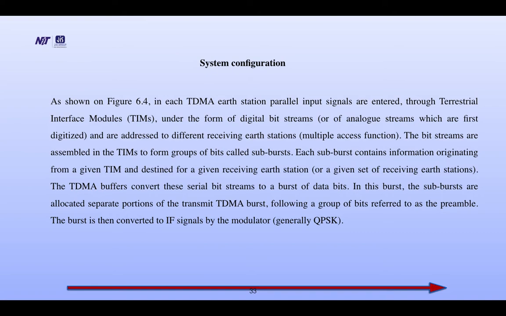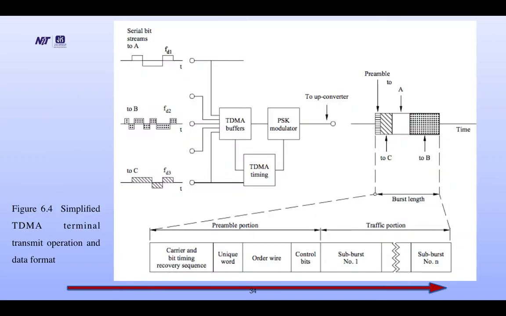The TDMA buffers convert this serial bit stream to a burst of data bits. In this burst, the subbursts are allocated separate portions of the transmit TDMA burst, following a group of bits referred to as the preamble. The burst is then converted to intermediate frequency signals by a modulator, that is generally QPSK. So this is the figure, the simplified TDMA terminal transmit operation and data format.